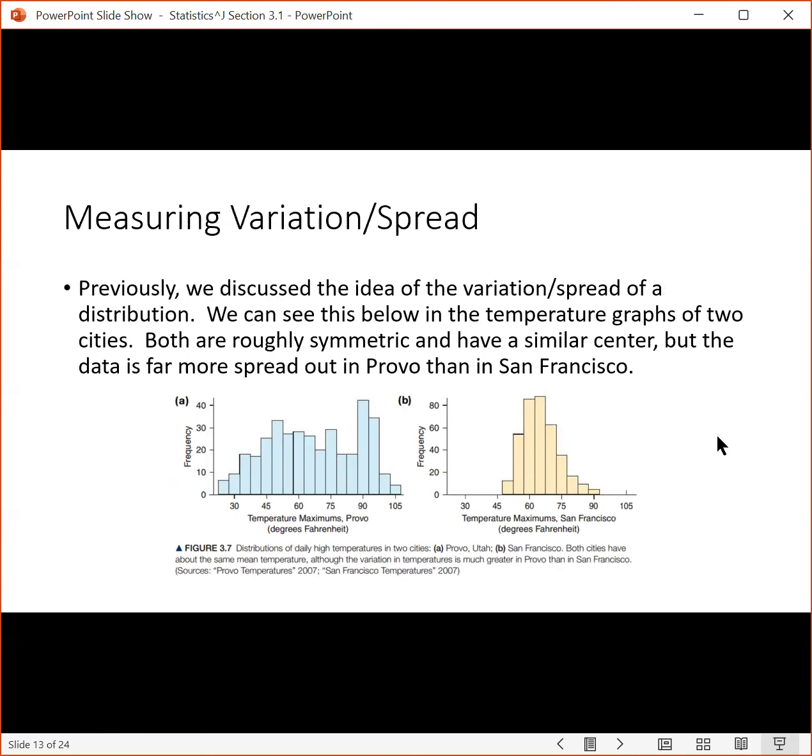Okay, let's change gears and look at variation or spread. Previously, in a previous chapter, we talked about the idea of variation or spread. We can see that illustrated below in the temperature graphs of two cities. Both are roughly symmetric, and both have similar centers, but the data is far more spread out in Provo than in San Francisco. The data is highly concentrated in a narrow distribution for San Francisco, and very spread out in Provo.